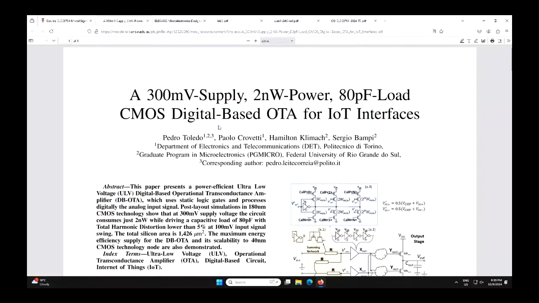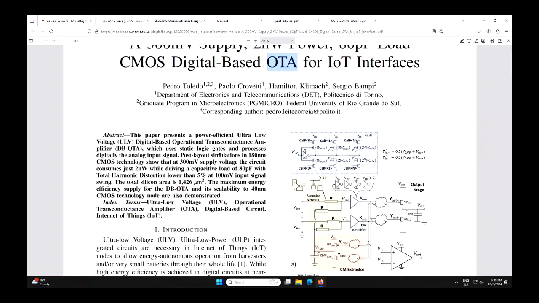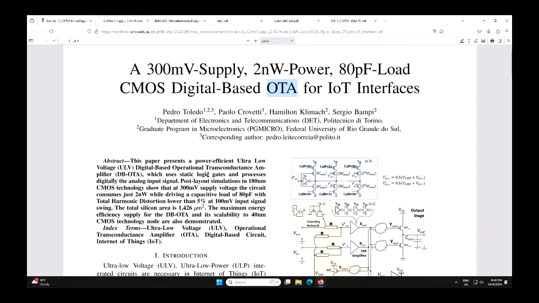Hello everyone. Today we discuss the CMOS digital-based OTA, which we cover in today's lecture. The background of this paper is that rapid Bluetooth and IoT device systems require high performance and low power consumption for energy harvesting and powering small batteries.